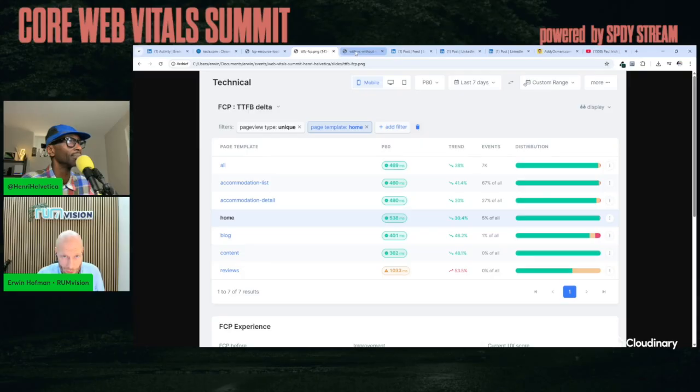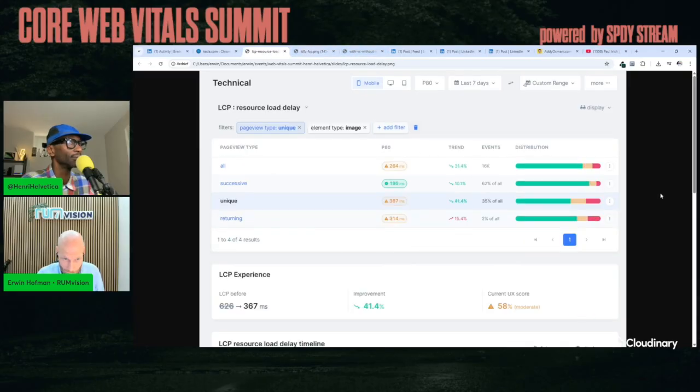And this is the impact on, I should say, the resource load delay. So when was the image detected? And we saw a massive win over there as well. A 41% win just by getting rid of the @import from Typekit, which also makes sense because now the browser is able to detect the image way sooner than before.